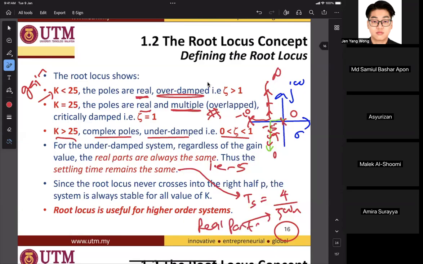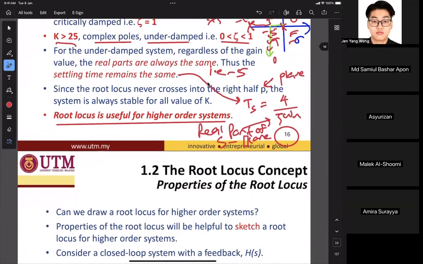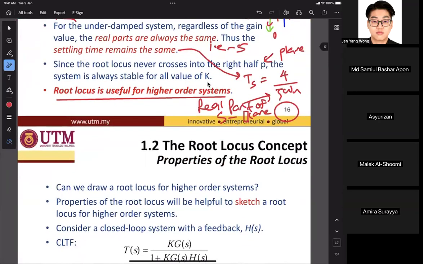Real part of S-plane. Since the root locus never crosses to the right half plane, the system is always stable for all values of K. So I can say the conclusion is the root locus is a useful and powerful analysis tool for higher order systems.